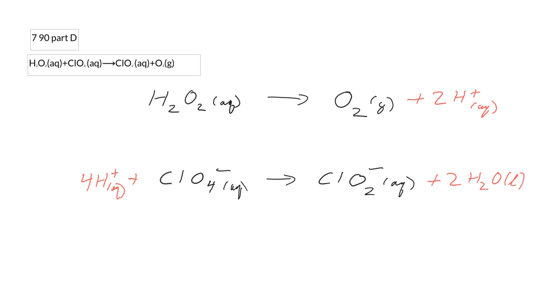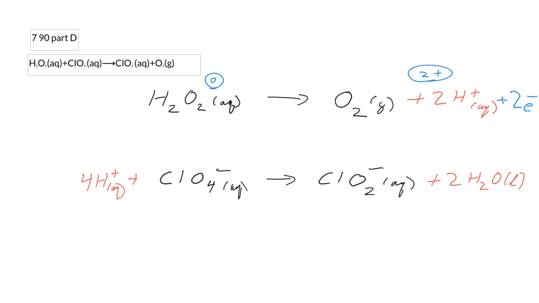on the other side. Now I get to balance my charges by adding electrons. Up here, I have a net charge of 0 on this side. Up here, I have a charge of positive 2. I want to bring my higher charge down to my lower by adding electrons. So I'm going to add 2 electrons to this side of the equation.